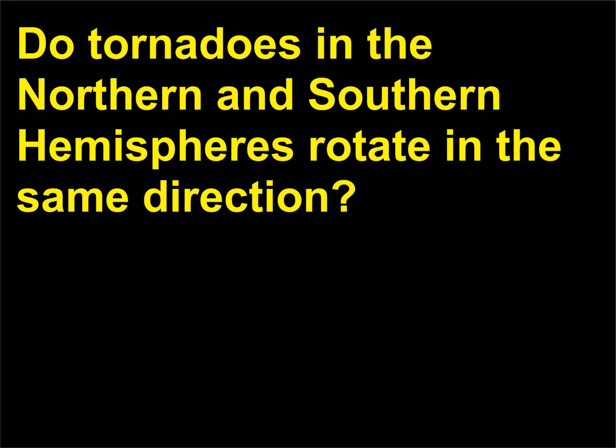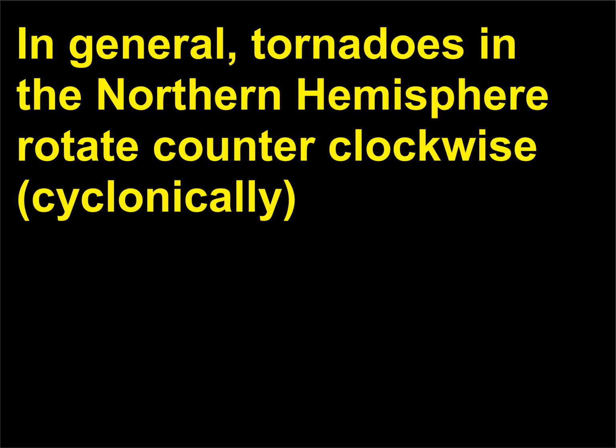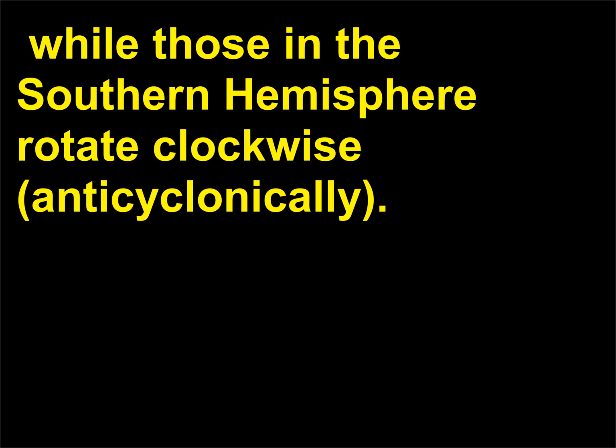Do tornadoes in the northern and southern hemispheres rotate in the same direction? In general, tornadoes in the northern hemisphere rotate counterclockwise, cyclonically, while those in the southern hemisphere rotate clockwise, anticyclonically.